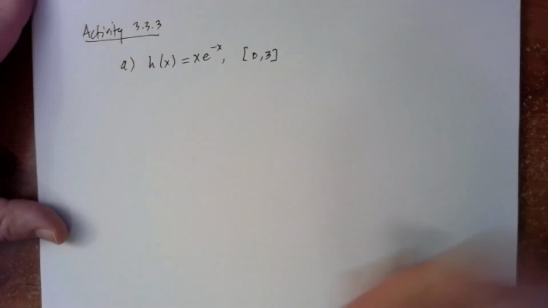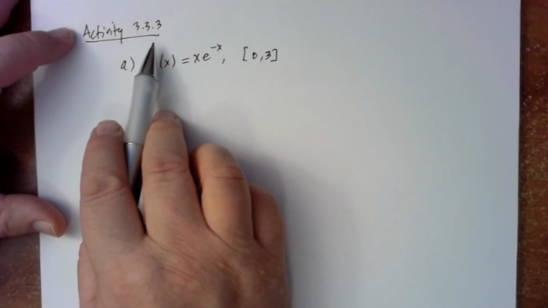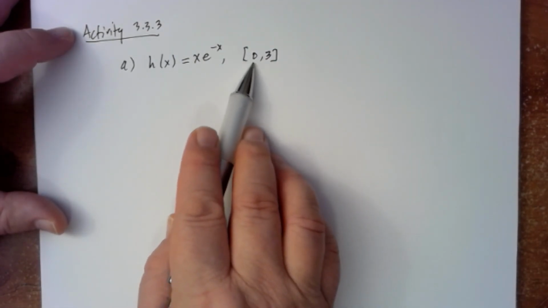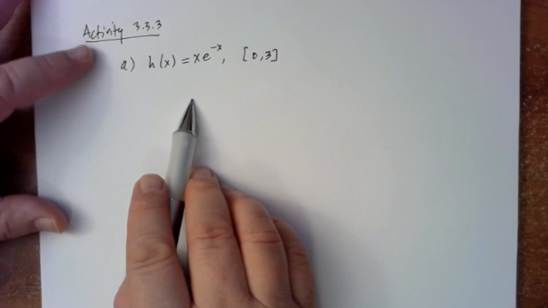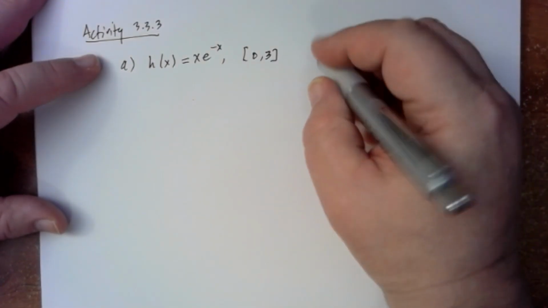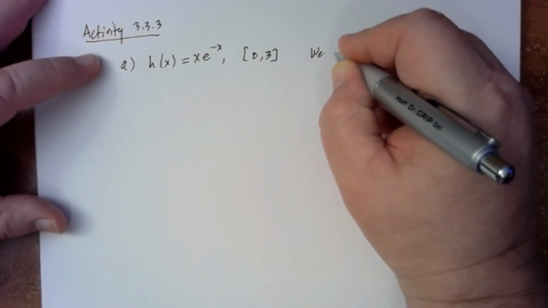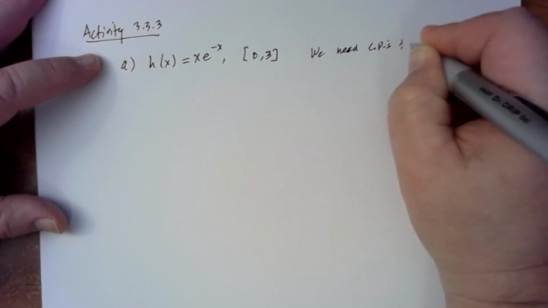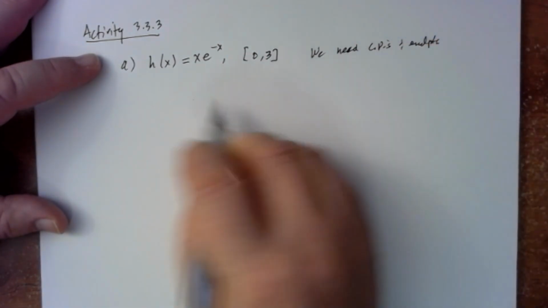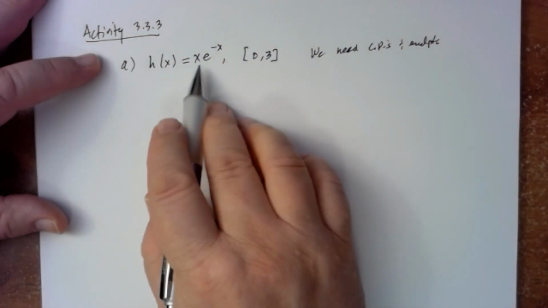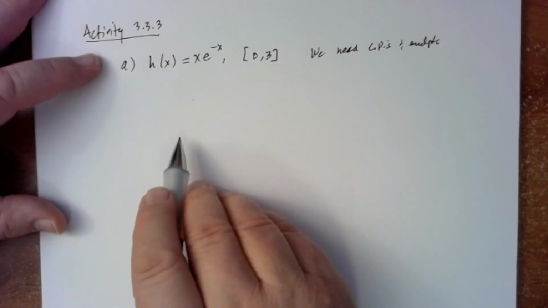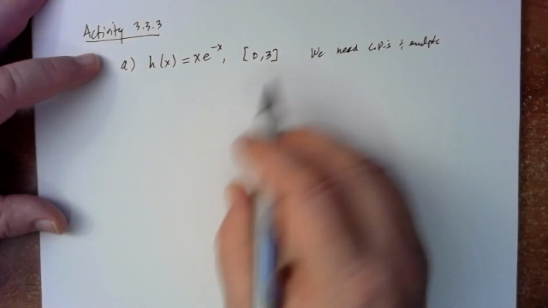So we'll be working through activity 3.3.3. Let's take a look at x e to the minus x on the interval from 0 to 3. Again we need critical points and endpoints. By the way, this function is continuous on the interval because it's just x times the exponential function. Both of those functions are continuous, so the product is continuous.